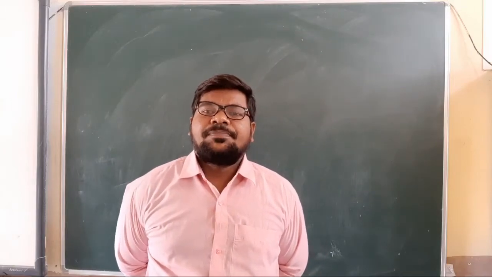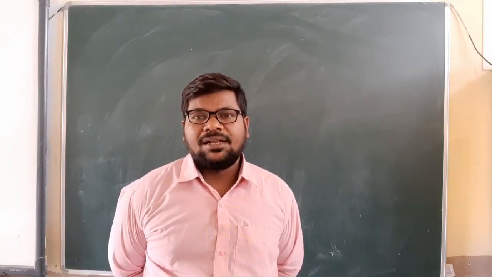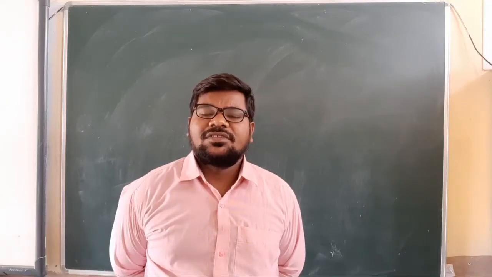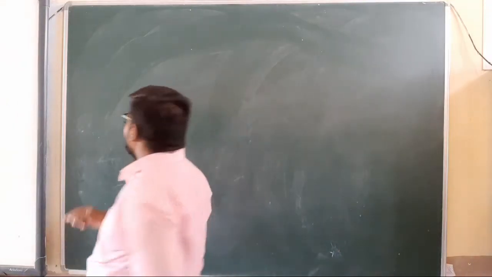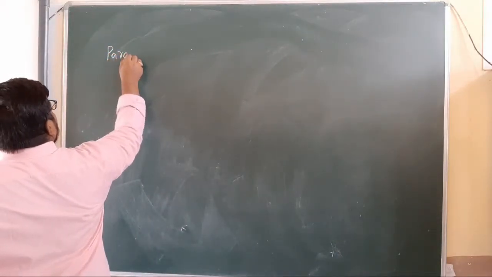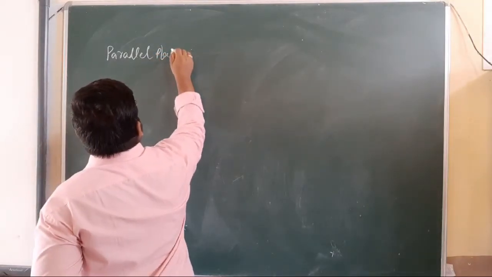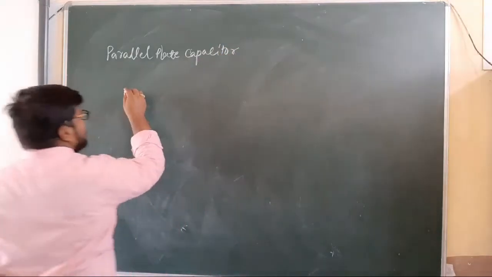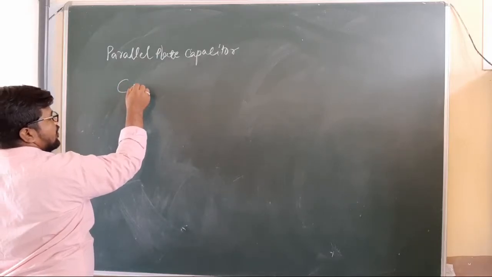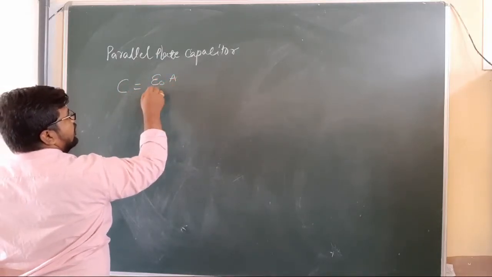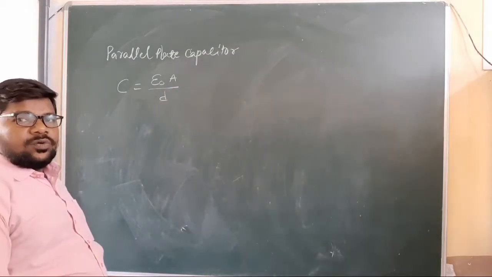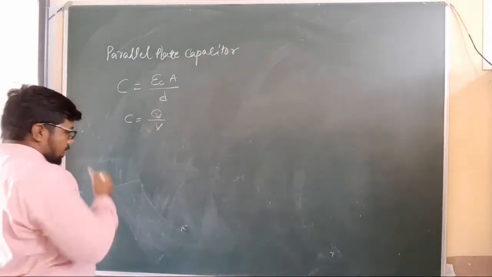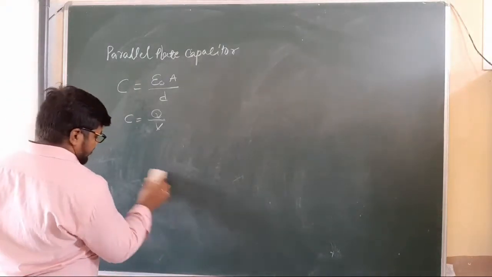Yesterday at last we discussed parallel plate capacitor. So in the parallel plate capacitor, at final we can get one expression, that is C is equal to epsilon naught A by D. So we know that the general formula is C is equal to Q by V. Based on this we will discuss one problem.